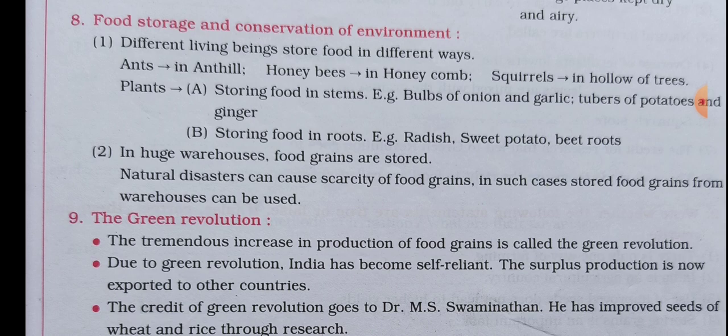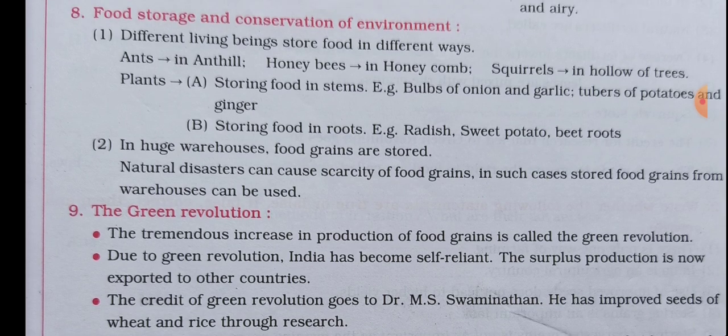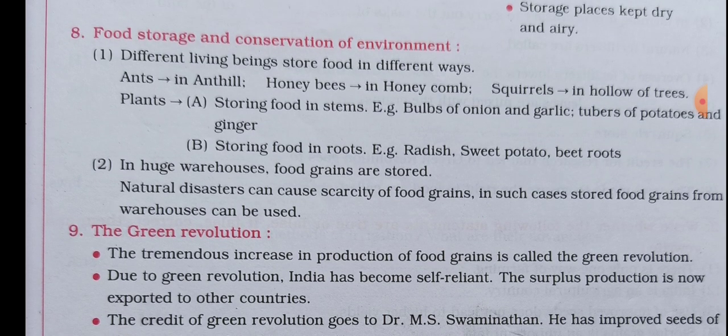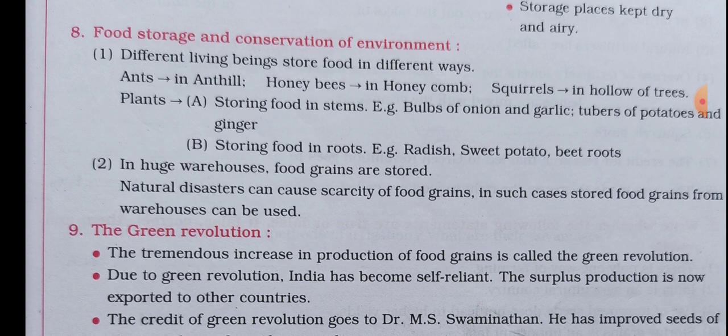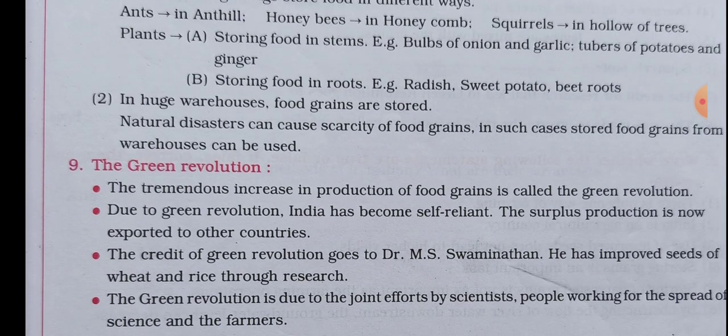Plants have different parts. Plants prepare their own food, they are the producers, they use that food themselves, and the excess food they store in their stems as well as their roots. Radish, sweet potato and beetroot are roots, you know that. And garlic and onion are stems. So plants store their food in the stems as well as in the roots. In the huge warehouses the food grains are stored.